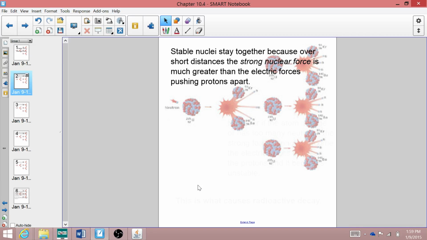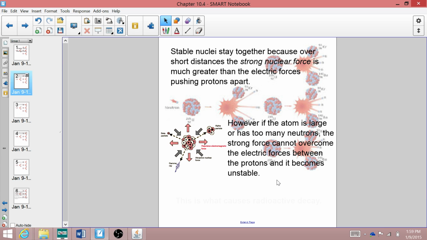Normally, protons, all positively charged, want to move away from each other. They repel because they're the like charge. But over really short distances, the strong nuclear force can overcome that and keep protons and neutrons together in the nucleus. However, if the nucleus gets too large or has too many neutrons, the strong force cannot overcome the electric force between the protons and it becomes unstable and wants to fall apart.